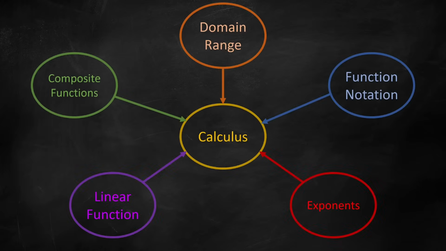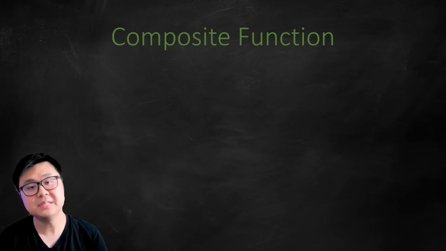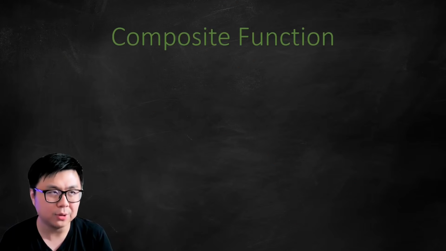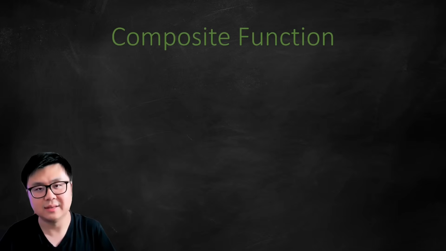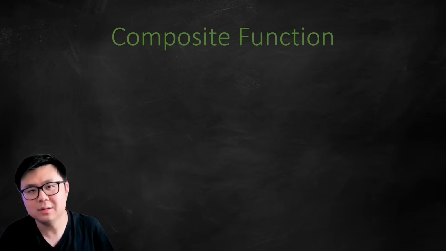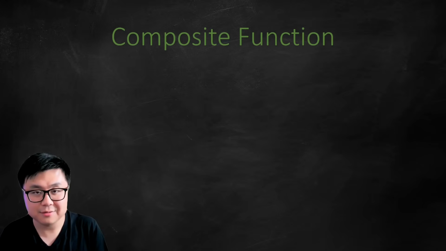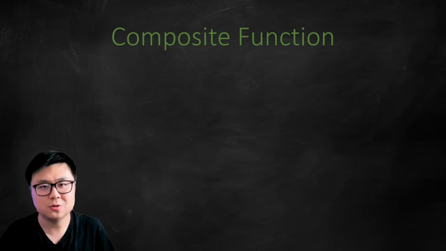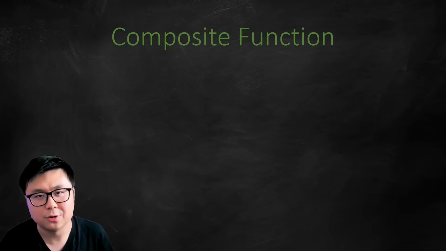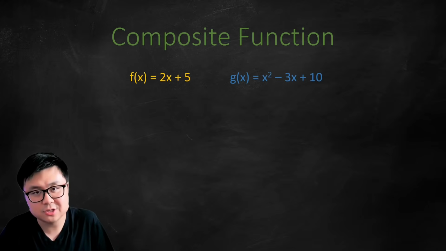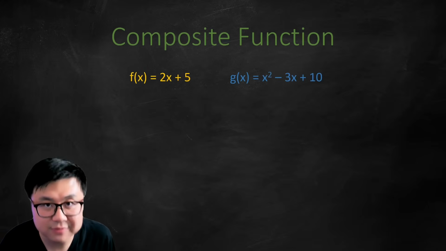Last but definitely not least is the concept of composite functions. A composite function is when you take the output of one function and you substitute it into the input of another function. Simply put, you're just going to take one entire function and shove it into where the x is in the other function. Let's take a look at our two functions here. We have an f of x function and we have a g of x function.